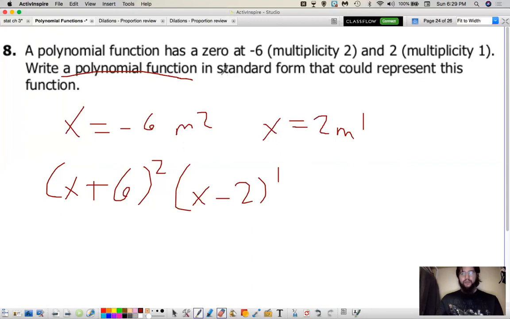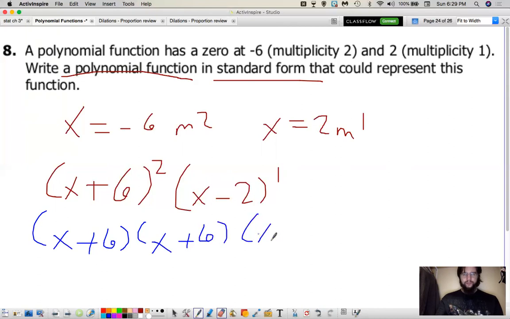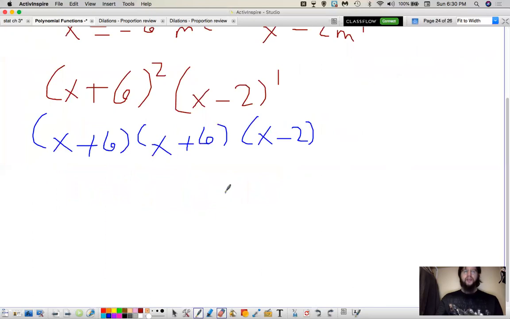It says standard form. Well, you know what that means. Multiply the dang thing out. So write it out. x plus 6 squared means x plus 6 times x plus 6. Distributive property: x times this, x times that, 6 times this, 6 times that.